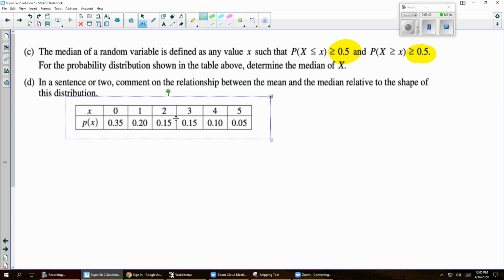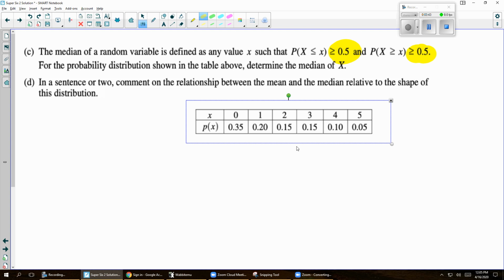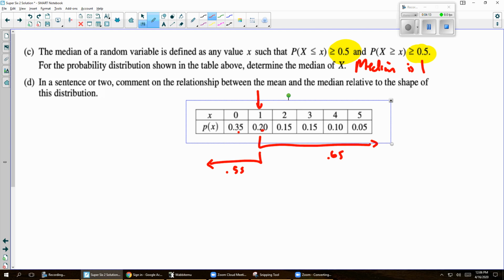here's a table there. And I notice if I just pick a number, for example, so I'll start with this one. How much of the data is at or above 1? How much of the data is here? 20, 35, 45, 50, 60, 65? 65%. How much is at or below that number? Well, that's 35 and 20, 55. That actually satisfies it. The median is 1. If you had to justify it, you'd say since 55% of the data is less than that number and 65% of the data is greater than that number.